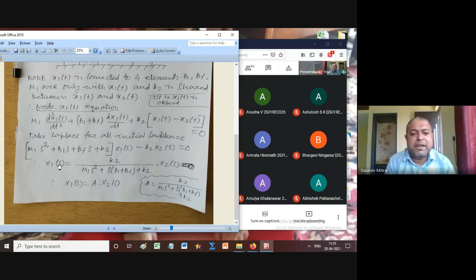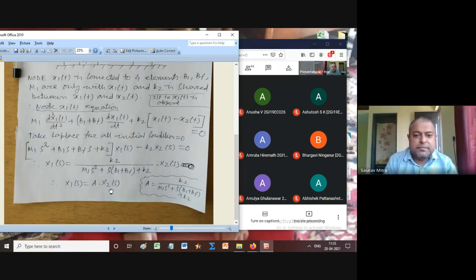Now from here I am finding what is x1(s). This is the intermediate variable x1(s) in terms of x2(s). So take this k2 to the right side. Now x1(s) is k2 x2 divided by all this term, that is m1s square plus s(B1 plus BF) plus k2, into x2(s). I have assumed this bigger thing as A. You can do this in the exam. The whole bigger thing, that is k2 divided by this whole bigger thing, I have assumed as A. So finally what I have found is x1(s) is equal to A into x2(s).